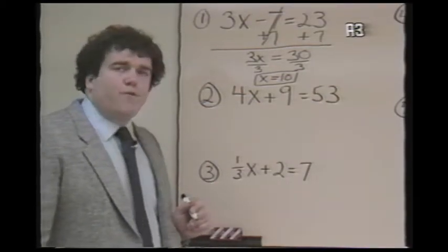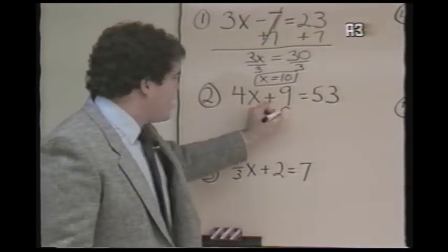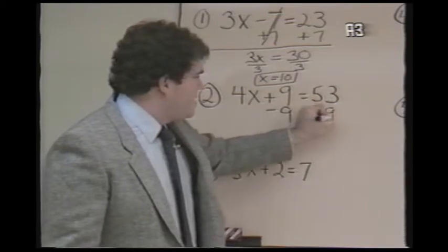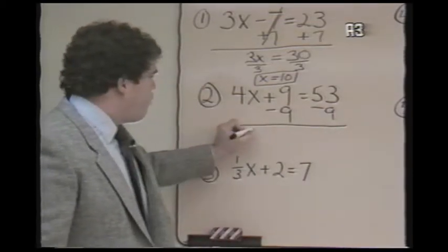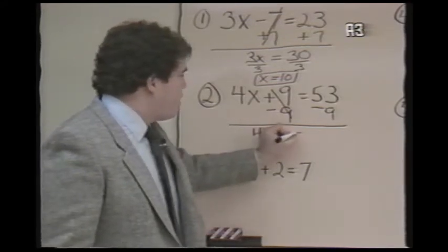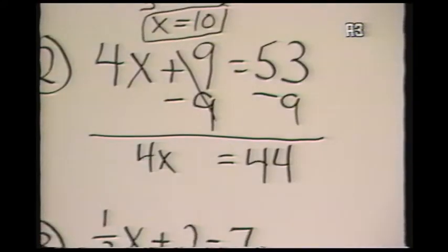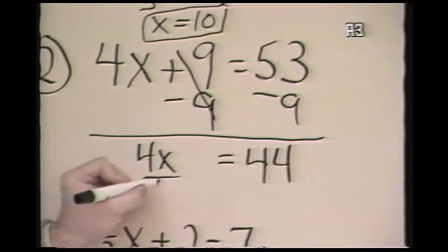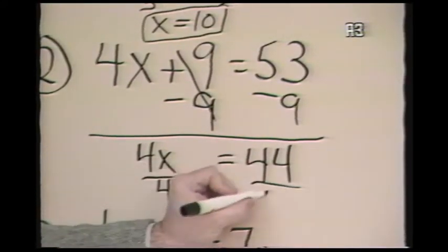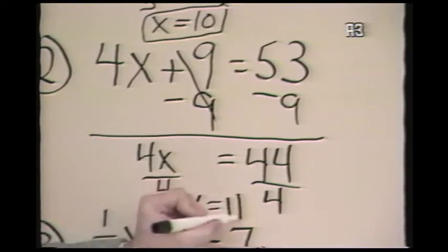Problem 2. 4x plus 9 equals 53. I subtract 9 from each side of the equal sign. I get 4x on the left. That cancels. And I get 44 on the right. If 4x equals 44, I divide each side by 4. And I get x equal to 11.